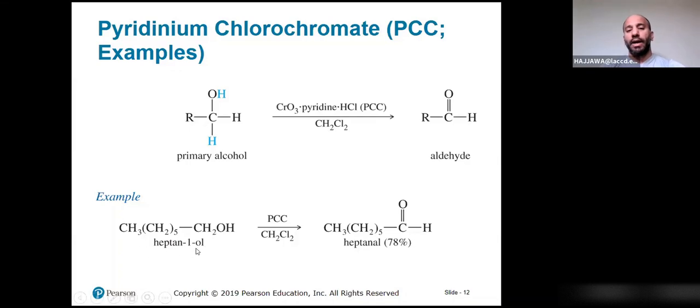Here's an example of a primary alcohol, heptanol. This heptanol, in the presence of PCC, with methylene chloride just as a solvent. I may not need to list it when I have a synthesis route to propose. I don't have to mention CH2Cl2. PCC will take the primary alcohol to the aldehyde level.